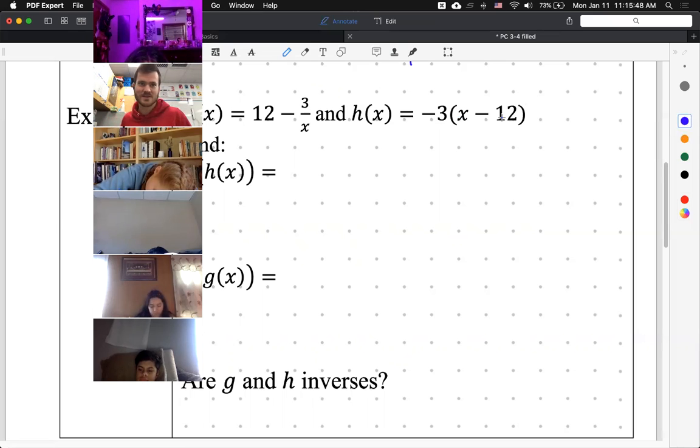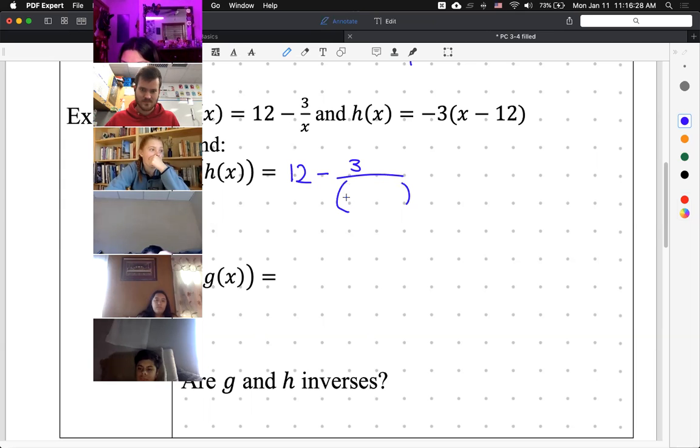So someone that hasn't spoken yet today, and it's going to be Oscar, Emily, Sam, or Caroline. How do I plug h into g? How do I do that composite function? Cold call, eh? All right, Caroline, you're up. Would it just be 12 minus 3 over negative 3 and x minus 12?